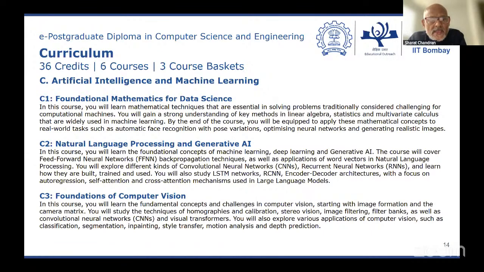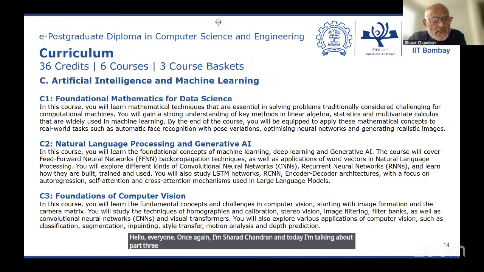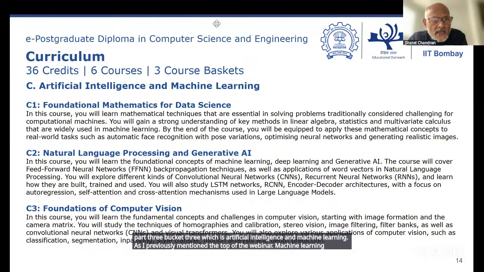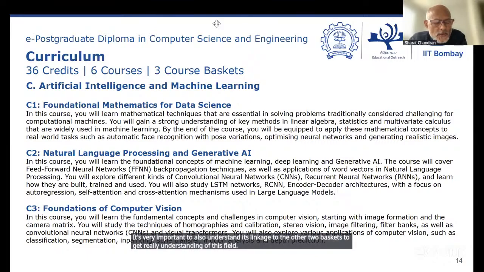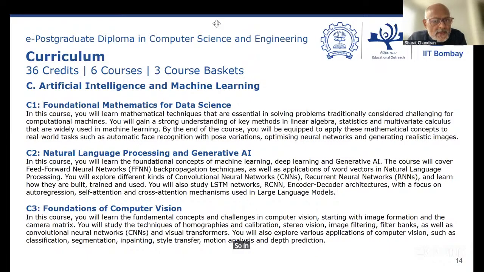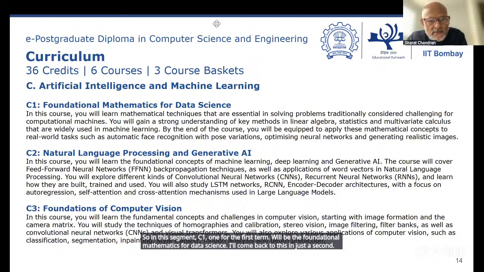Hello, everyone. Once again, I'm Sharath Chandran, and today I'm talking about part 3, bucket 3, which is artificial intelligence and machine learning. As I previously mentioned at the top of the webinar, machine learning is a subset of AI. AI is a subset of computer science, and it's very important to also understand its linkage to the other two baskets to really understand this field. So in this segment, C1 for the first term will be the foundational mathematics for data science. I'll come back to this in just a second since I'm teaching that class.